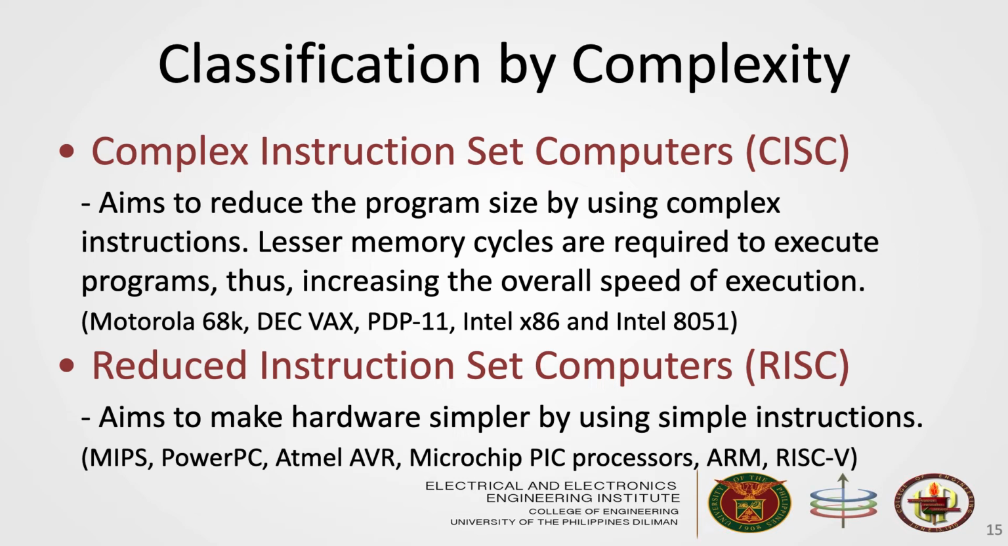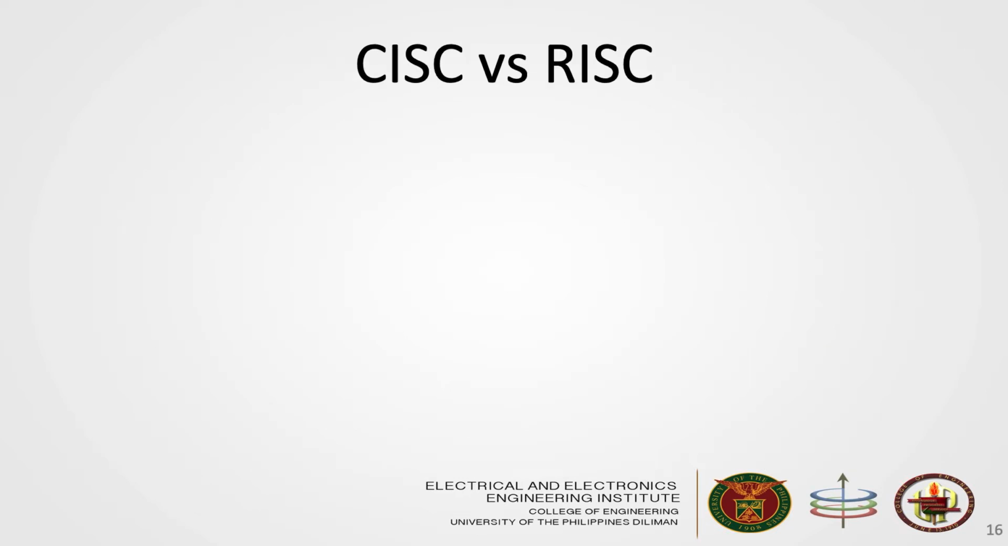On the other hand, the Reduced Instruction Set Computers, or RISC, use simpler instructions to make the hardware design simpler. So MIPS, PowerPC, Atmel AVR, Microchip PIC, ARM, and RISC-V all use RISC architectures. To know more about CISC and RISC, let's do a comparison.